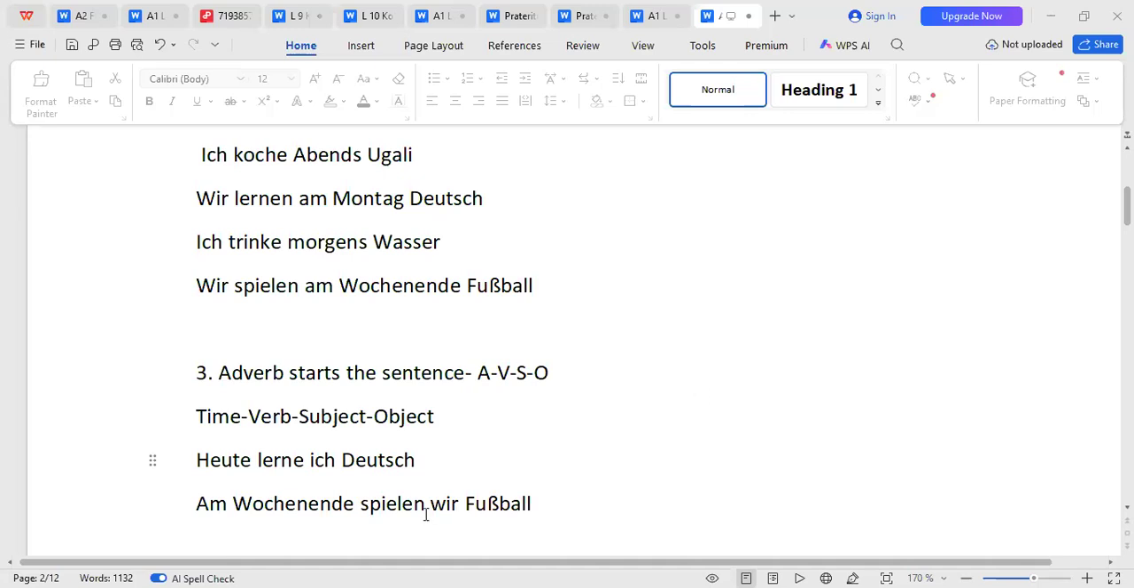Sentence structure. If nobody has a question, let me see the comments. How are the rules of conjugation? Let me see.